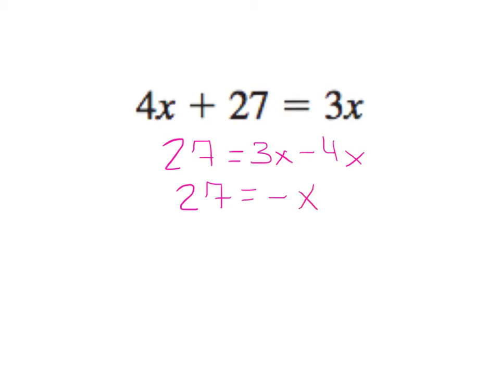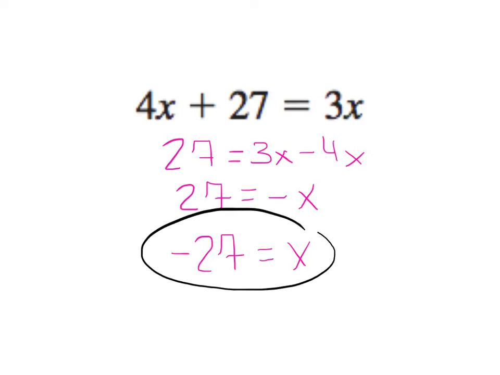And then to find out what x equals, we would have to do the opposite. That's the opposite of x, so the opposite of 27 would be the x. So negative 27 would equal x. And that is how you find the answer to this problem.